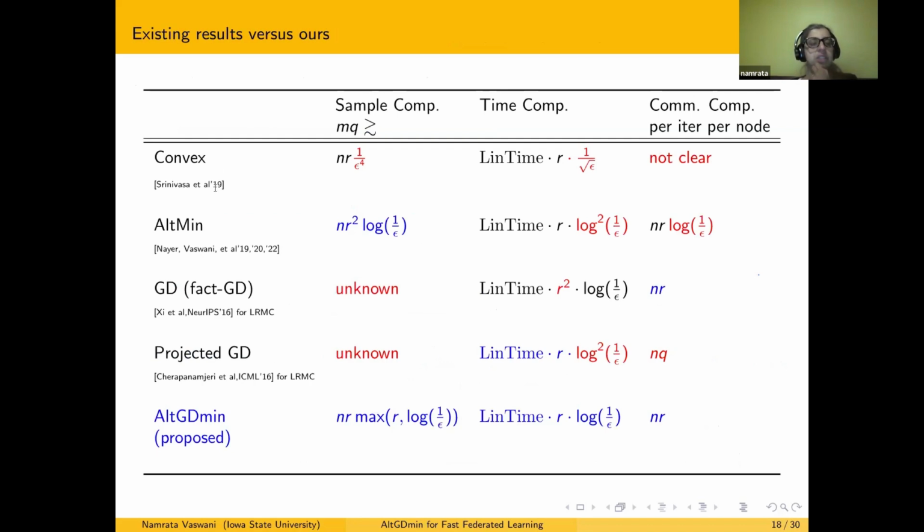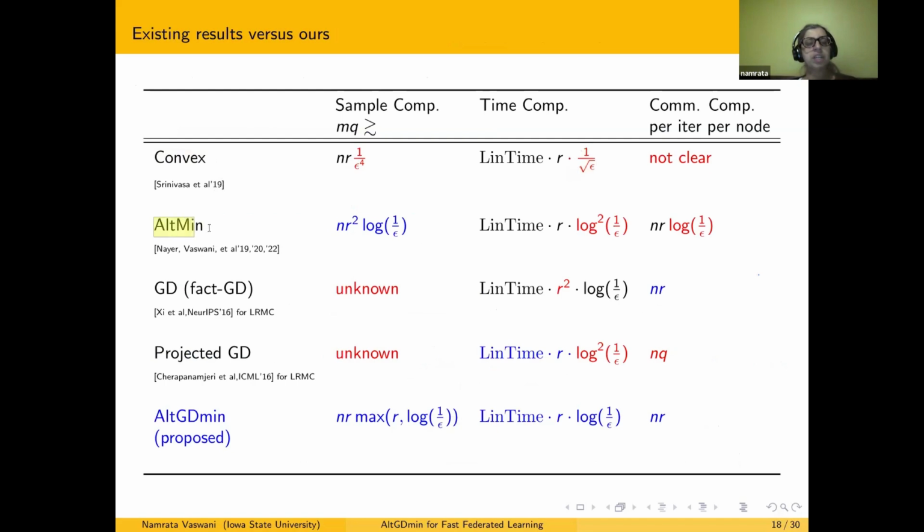Here's a comparison with existing work. There was a convex relaxation solution introduced by Justin Romberg's group in NeurIPS 2019, which had very high sample cost and very high time cost. By now, I think we all understand that convex relaxations are very slow.